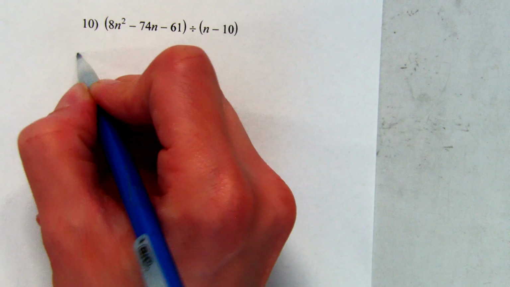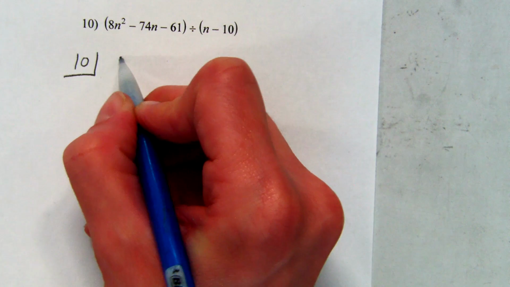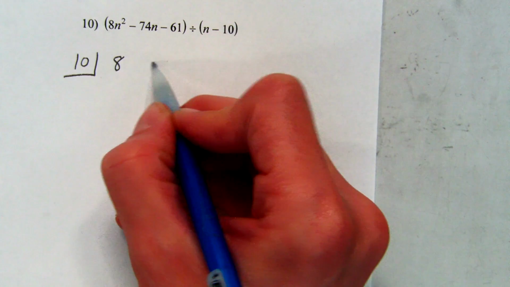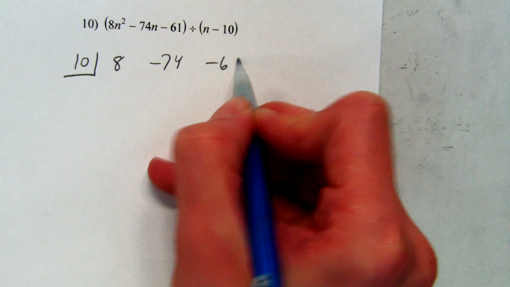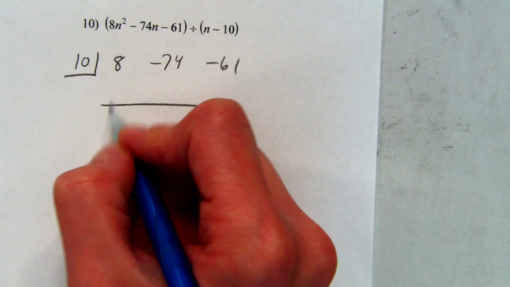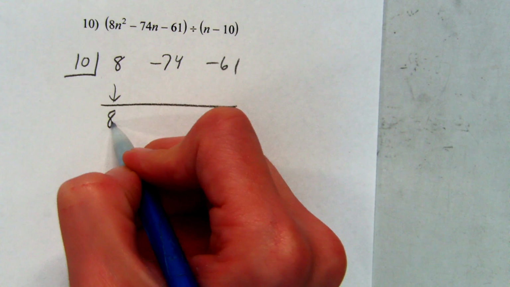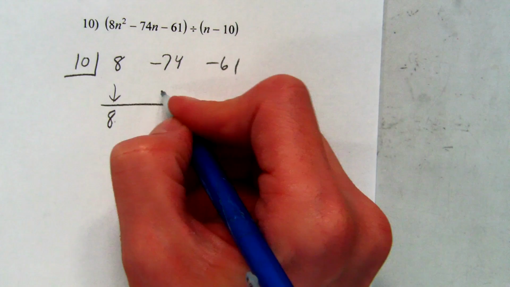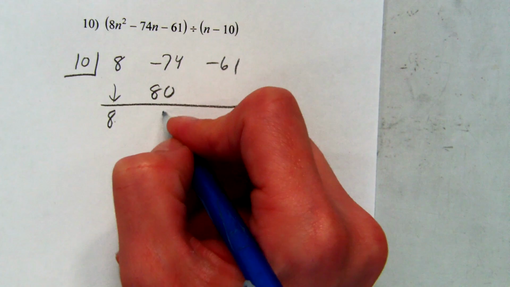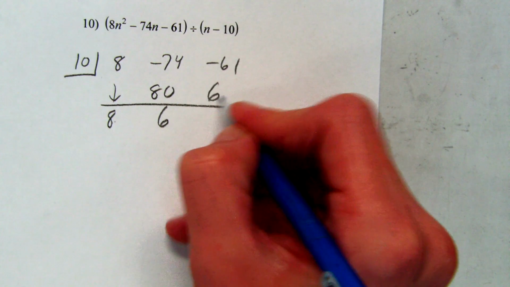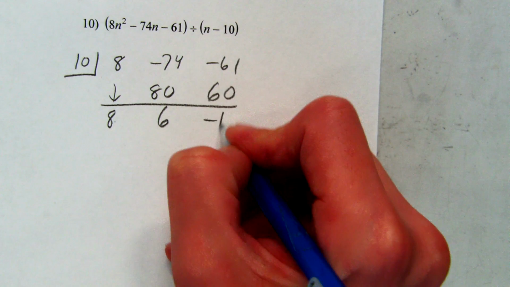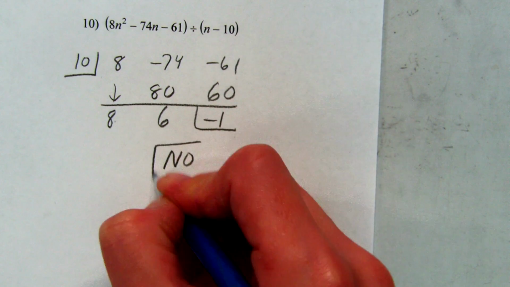On 10, I'm going to explain something else with this one we haven't talked about. So I have n minus 10. That means we're going to have positive 10 here. We'll use the coefficients, 8, negative 74, negative 61. So 8 is down here. 8 times 10 is 80. When you add those, you get 6. 6 times 10 is 60. And it was so close, but no remainder, so it's not a factor.